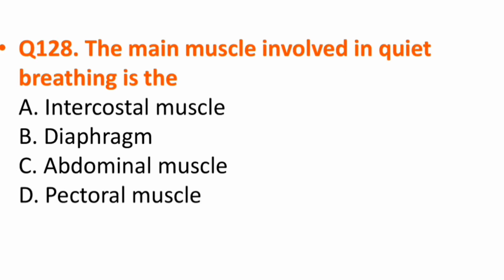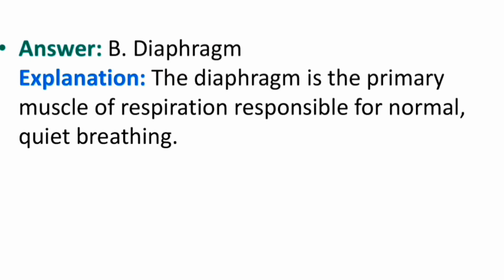The main muscle involved in quiet breathing is the option A intercostal muscle, option B diaphragm, option C abdominal muscle, option D pectoral muscle. The correct answer is option B diaphragm. The diaphragm is the primary muscle of respiration responsible for normal quiet breathing.